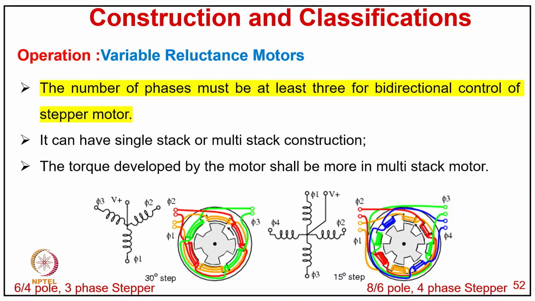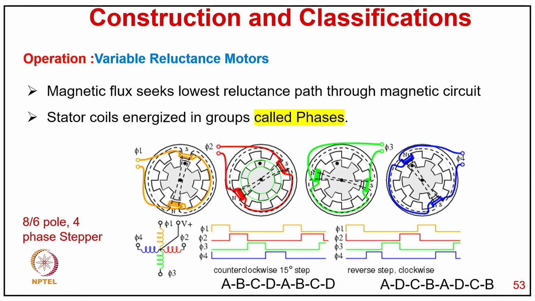The torque developed by the motor is greater in the case of a multi-stack motor. Here the first case is the 6x4 3-phase stepper motor, and the second case is the 8x6 4-phase stepper motor. The first has a 30-degree step angle and the second a 15-degree step angle. Now, the magnetic flux seeks the lowest reluctance path.